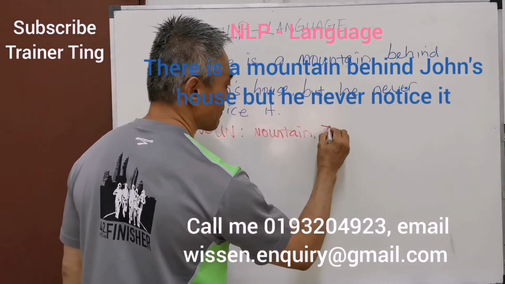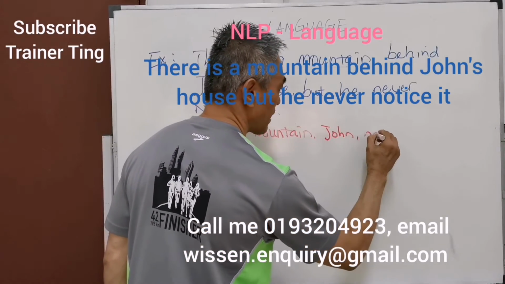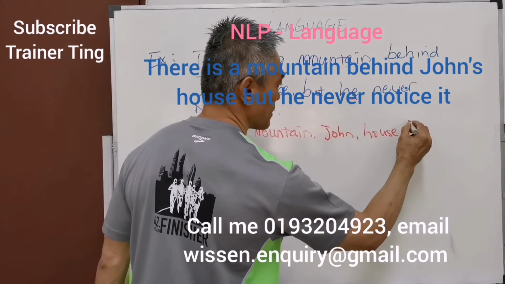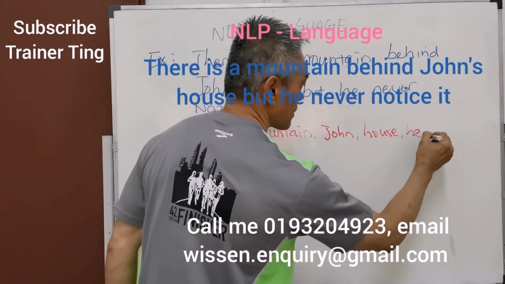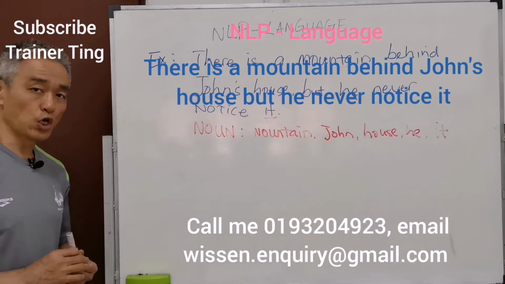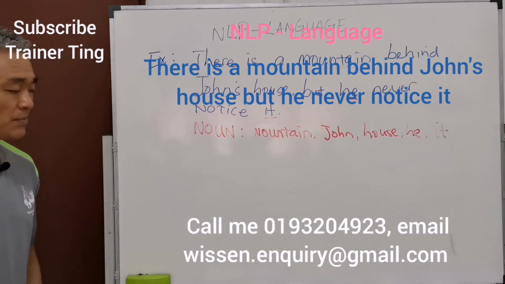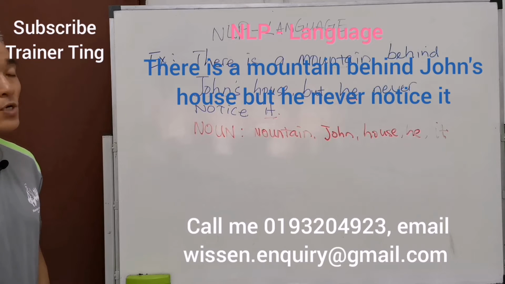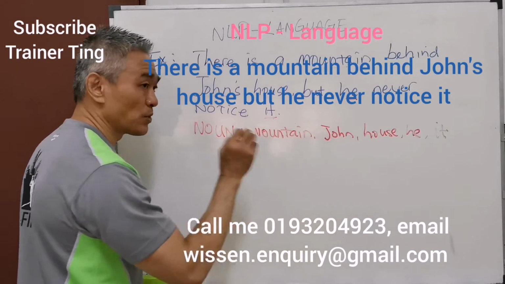John is a person, so he is a noun. House is also a noun. And "he" here is also a noun, and finally "it". So can you notice that in a sentence or a statement, we actually carry a lot of things inside? There is a mountain behind John's house, but he never noticed it. We have a lot of nouns.